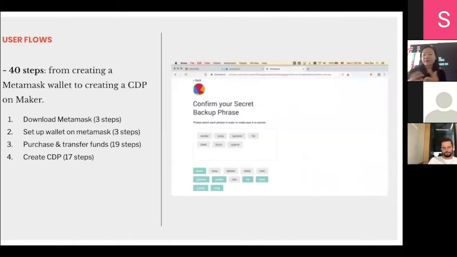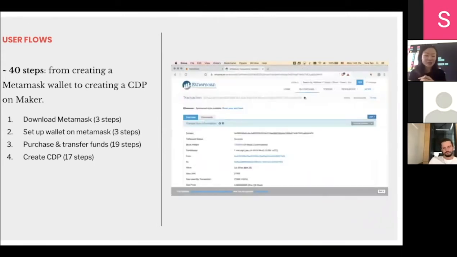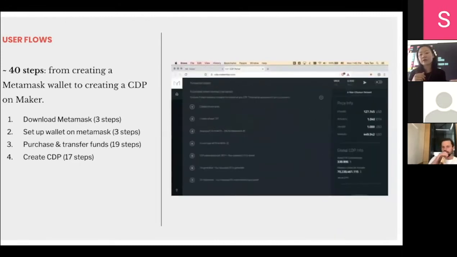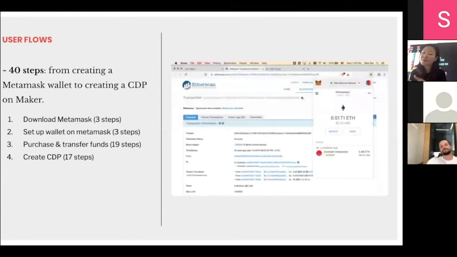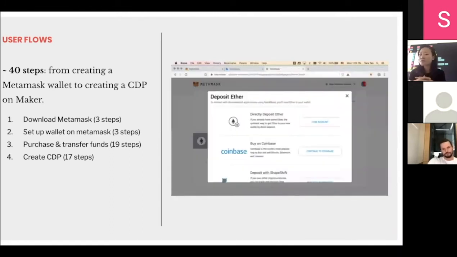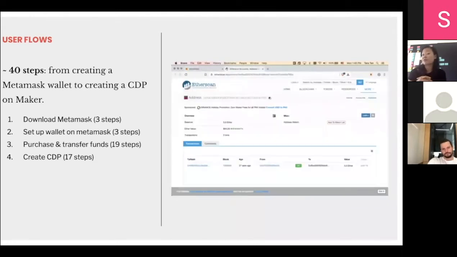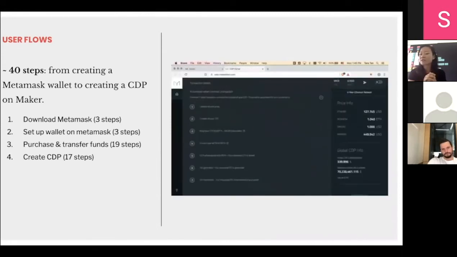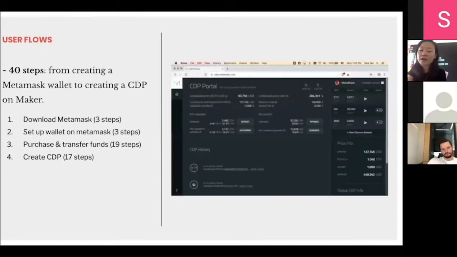So just for a quick example, and this is a little bit outdated now, I think hopefully with interfaces like Dapps, it's a lot easier today. But I did this flow of creating a MetaMask wallet to creating a CDP on Maker, and it took me about 40 steps. And this doesn't include any Googling or any looking up of terms that could be extremely intimidating. But yeah, this was a pretty frightening process for me. Even just starting a MetaMask wallet, downloading the seed, to creating a CDP on Maker. So it's still a pretty intimidating process.